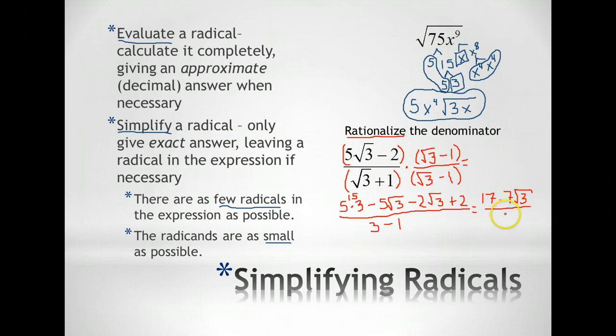The denominator, 3 minus 1, is 2. If I could simplify this more by dividing the numerator by the denominator, I would. But since both numerator terms are odd and the denominator is even, I can't do anything else with this problem, and I'm done.